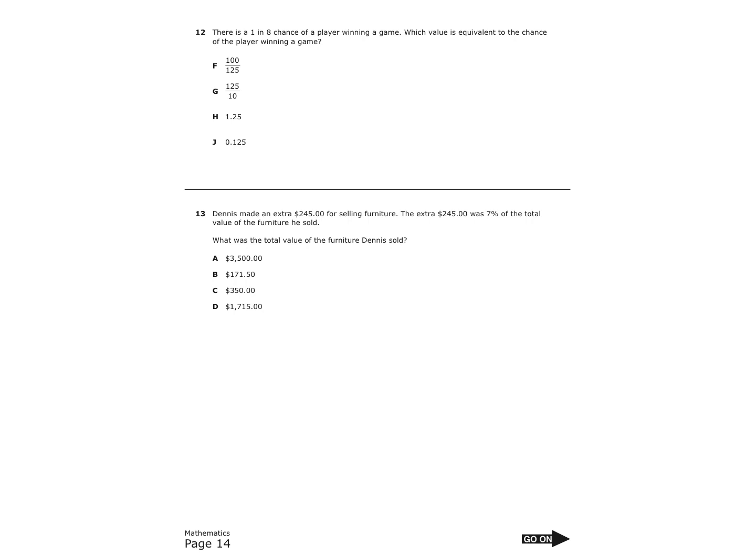Okay, so for number 12, there is a 1 in 8 chance of a player winning a game. Which is equivalent to the chance of the player winning a game? Is it 100 out of 125? Is it 125 out of 10? This one doesn't make sense. Is it 1.25? That one is a little bit too high. I think it could be F or J, but what we have to do is convert 1/8 into a decimal.